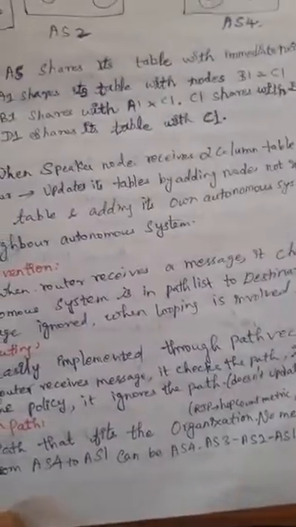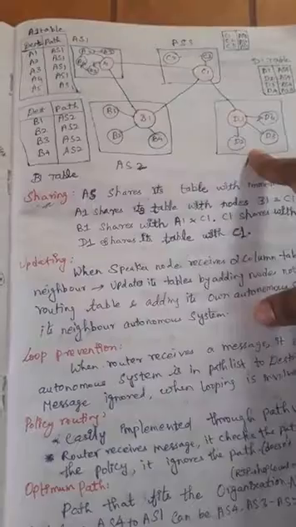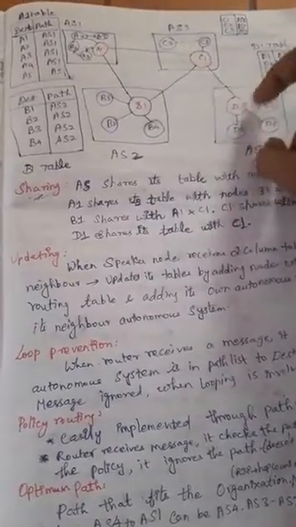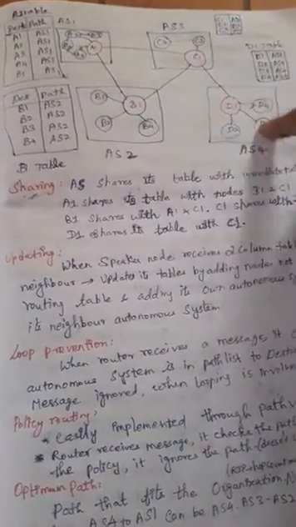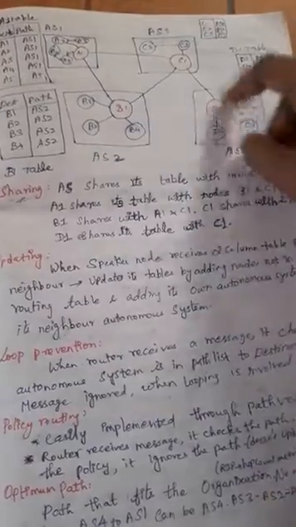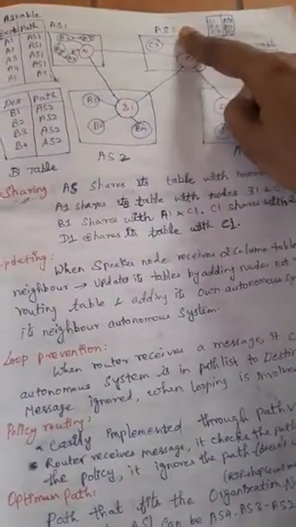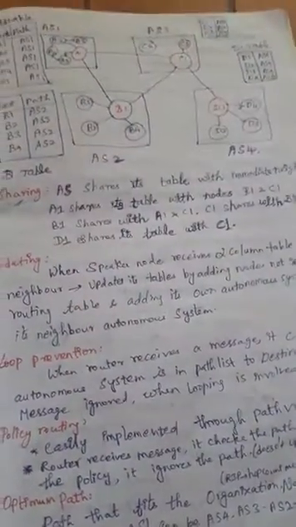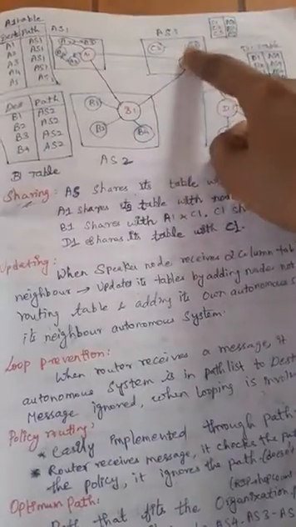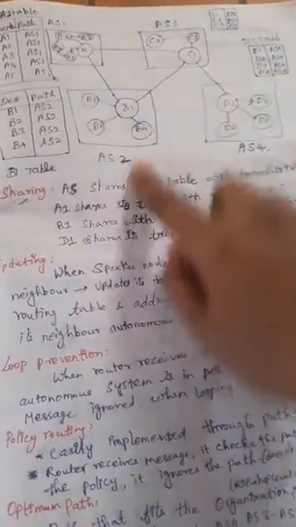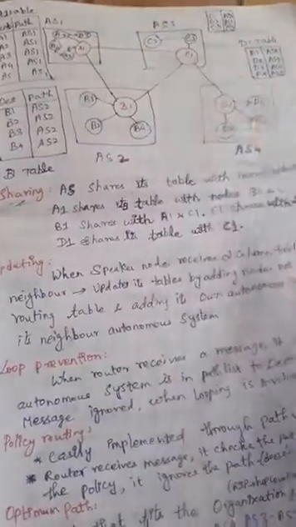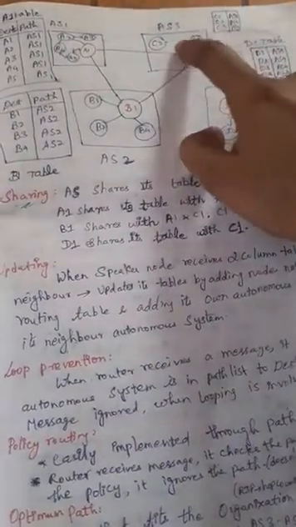Take the path from AS4 to AS1. Which one is the shortest path? It moves from AS4 to AS1 via D1, that is AS3 and AS1. Else it can move through AS3, AS2 and AS1. But it prefers this route, as this is the shortest path. AS4, AS3 and AS1 is preferred.